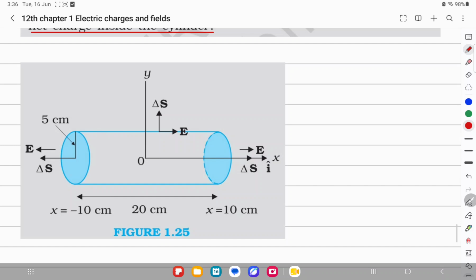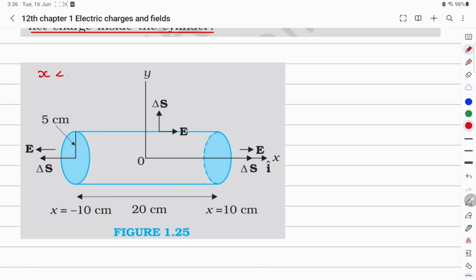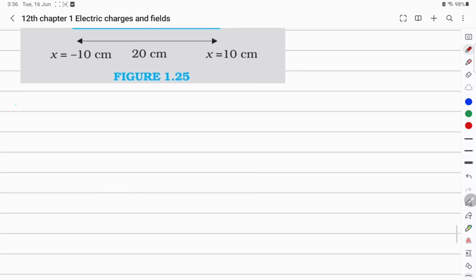In this diagram, when x is less than 0 the electric field is minus 200 i cap Newton per coulomb, and for x greater than 0 the electric field is 200 i cap Newton per coulomb. The total length of the cylinder is 20 centimeter, and the value of x along the left direction is minus 10 centimeter and along the right-hand side is x equal to plus 10 centimeter.